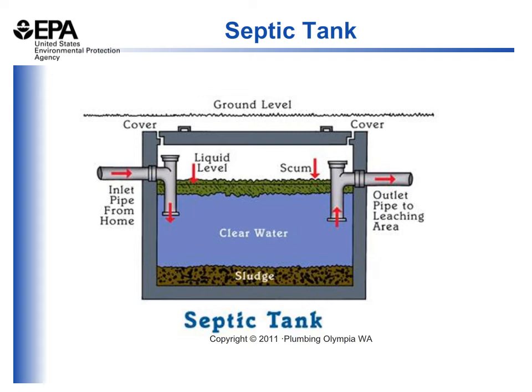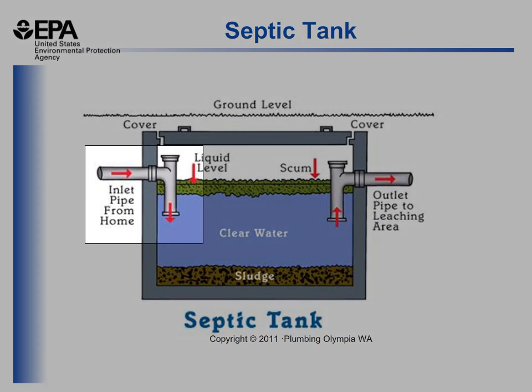So let's start looking at the 3 main components of the septic system. The first is the septic tank, as shown on the picture here. Effluent from the home or from a business comes in through the inlet pipe. The inlet pipe has a T at the end of it, so the effluent itself is discharged down into the septic tank. In the tank, the effluent separates.